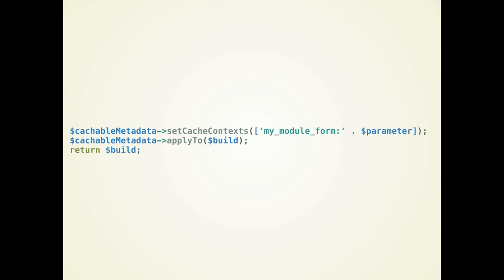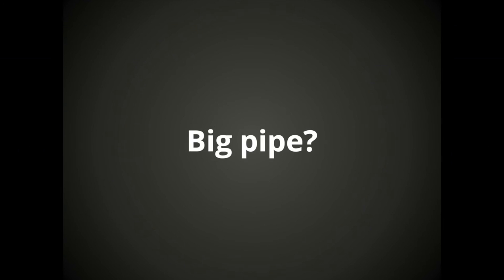To apply that, you would just say, set cache context, my module form, which is the name we used, and you could just specify the parameter on the end, which is like an ID in this case. If I have time, I could do like 3 or 4 minutes on how this ties into Big Pipe, or we can do questions.